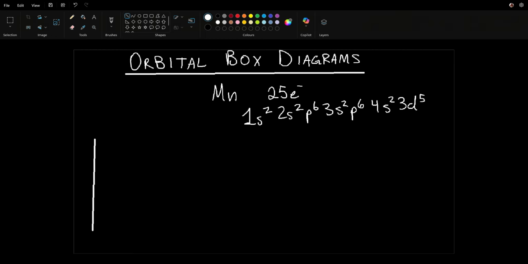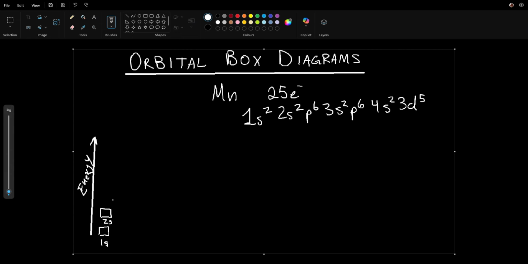So let's start with the same thing we did before, and I'm going to do it without the bottom x-axis just to show that it's really not necessary. So we can put a little tip here showing that the energy continues. I'll write energy this time. So starting off, like before, we have our 1s orbital, and then above that we have 2s, 2p, and then above that we have 3s.